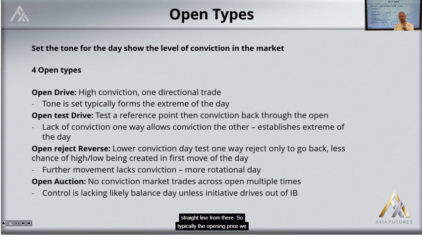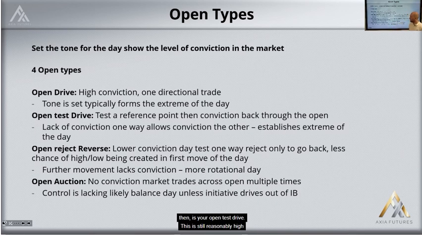So typically the opening price will be very, very close to the low of day, or high of day, whichever way it goes. This will typically form the extreme of day and sets the tone. Conviction is high. These types of moves can often also lead to normal day types because they will often create a very large directional initial balance as well. But it sets the tone, it tells you where the conviction is, and the conviction is clearly one directional. You're looking then for a break of the initial balance to continue directional movement.